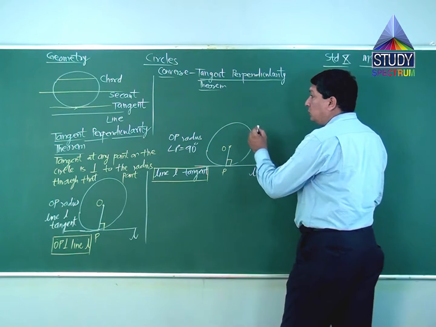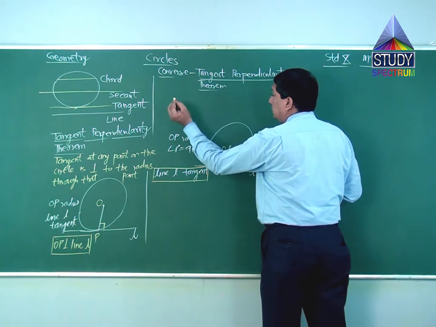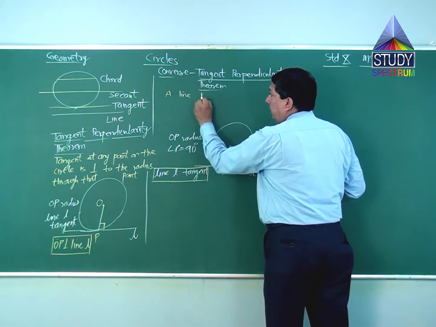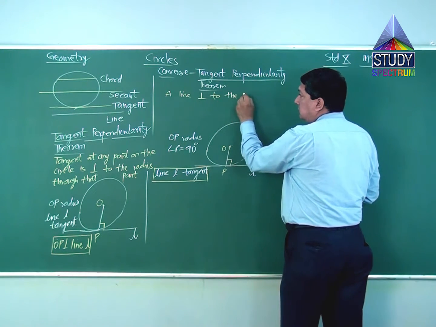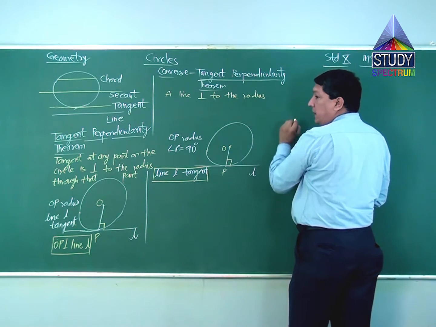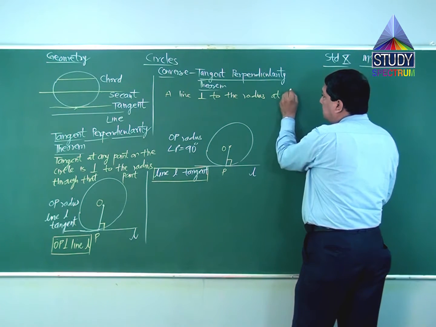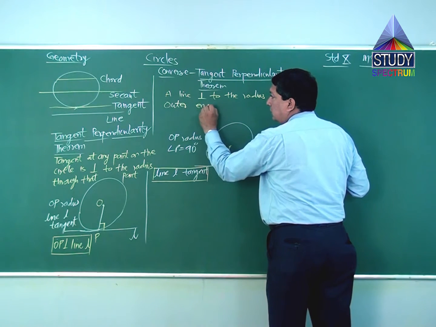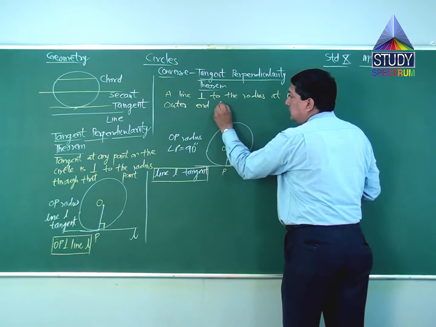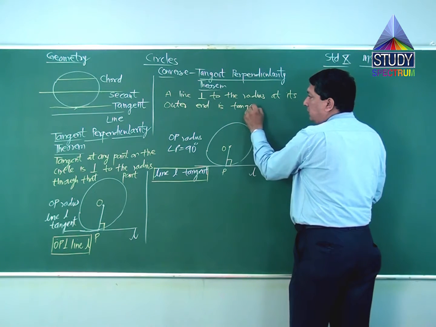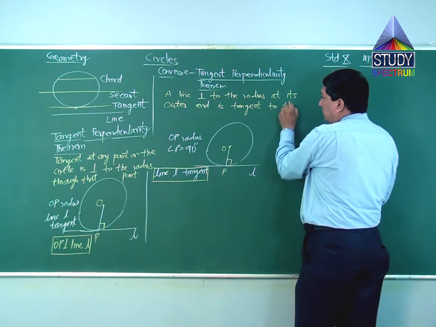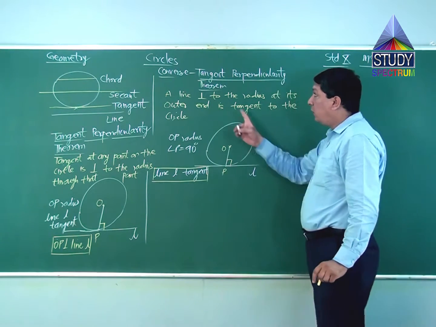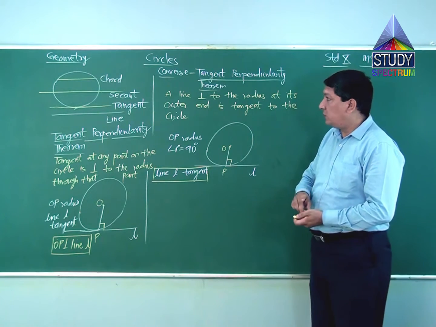So I will write this statement also for this. A line perpendicular to the radius, any line which is perpendicular to the radius at its outer end, is tangent to the circle. This is the statement for the converse of the tangent perpendicularity theorem. I'll again translate this properly.